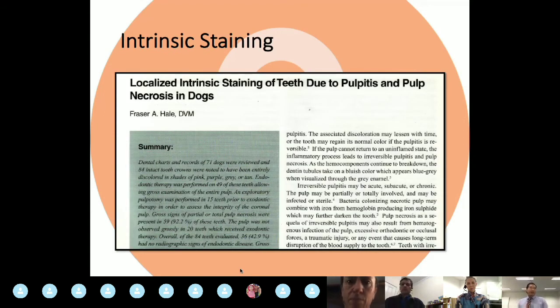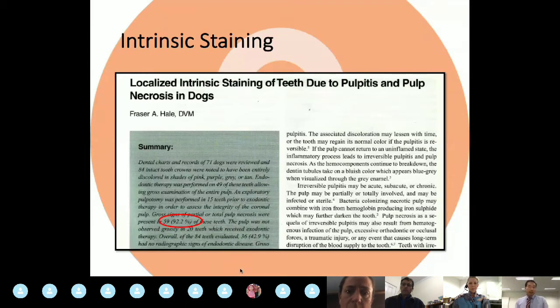So the other thing that people often ask me is, how do we know what percentage of these teeth are really a problem? What percentage of these teeth actually have pulp necrosis or pulpitis? We know the figures based on a study by Dr. Fraser Hale from Canada. Essentially he looked at a bunch of teeth, and it was fairly crude the way he looked at them. He just cut into them and pulled out the pulp and had a look at it grossly. But what he found was that 92% of these teeth actually have either irreversible pulpitis or really inflamed pulp, or they actually had pulp necrosis completely. So the vast majority of these teeth, in dogs at least, are dead or dying.